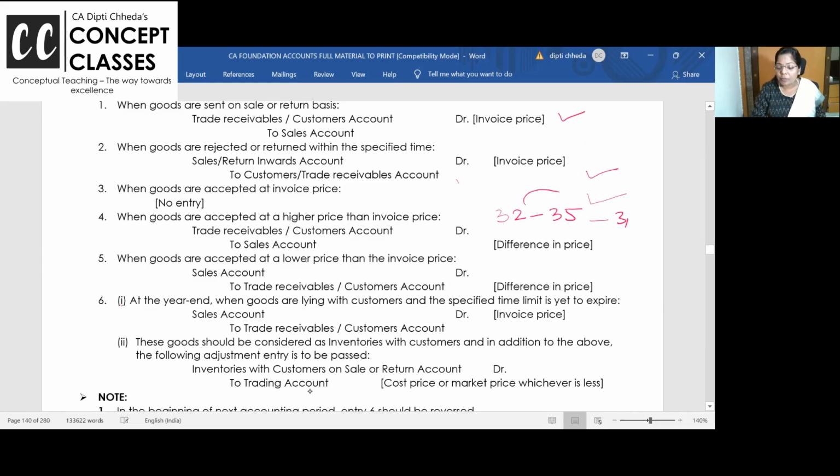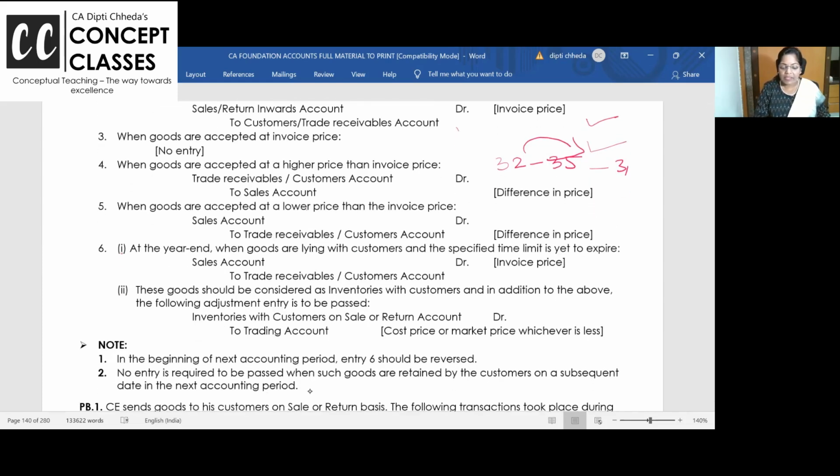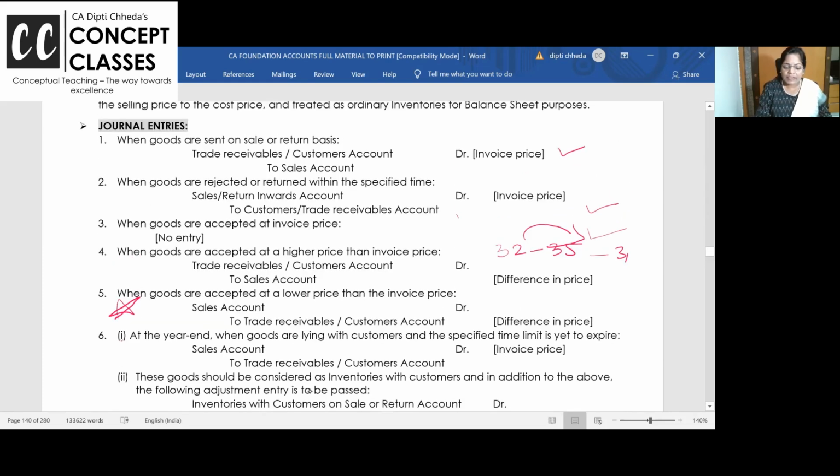Party says 3 rupees more, I will record. You may accept it at a discounted price or above what I am sending you. When goods are accepted at a lower price than the invoice price, then reverse the sales. See, very important students, don't make a blunder here. I have sent you the goods, party sales at 32. You have accepted it at 31, so 1 rupee is not sales return. It is reverse the sales. So sales to trade receivables.